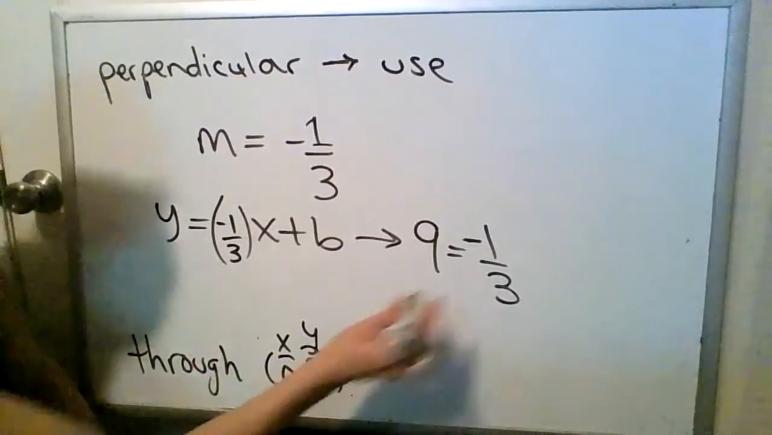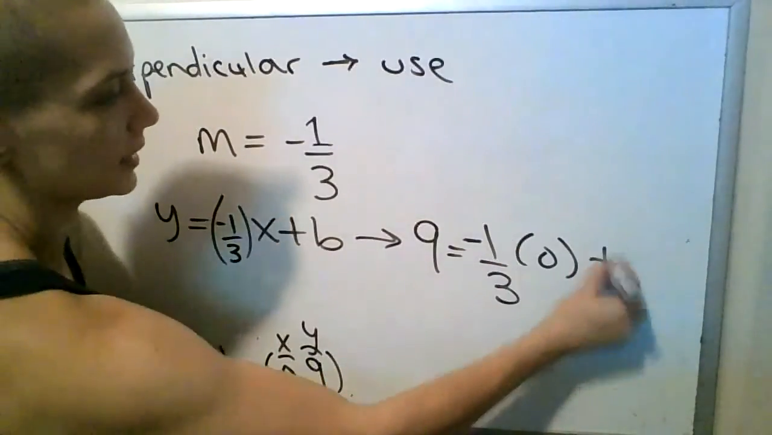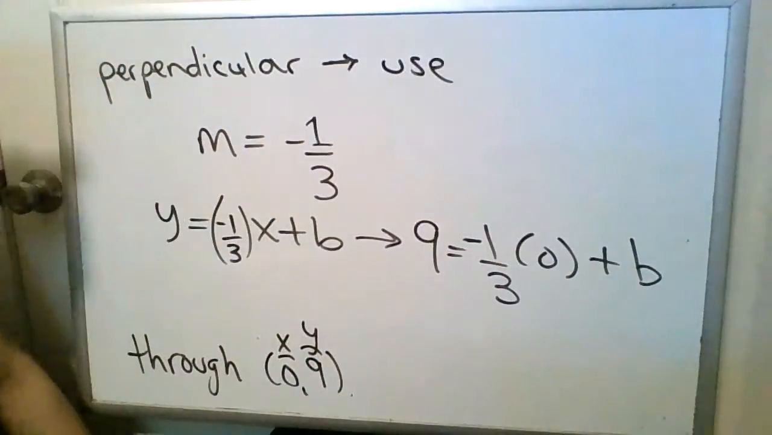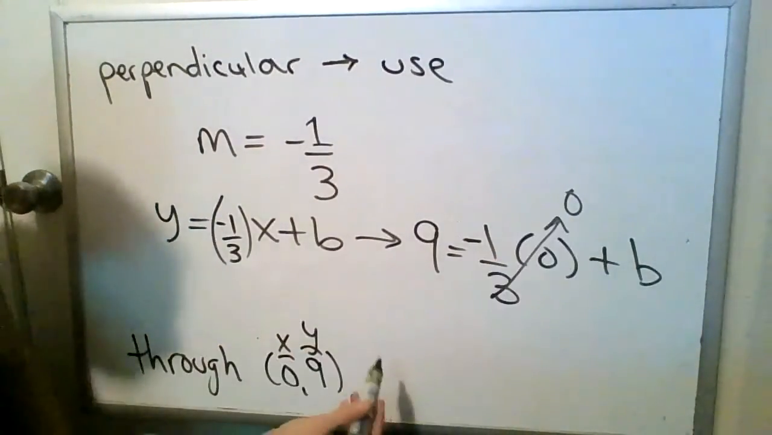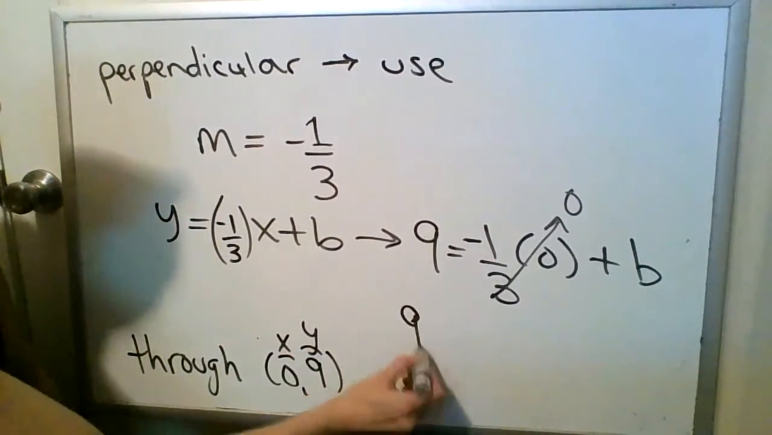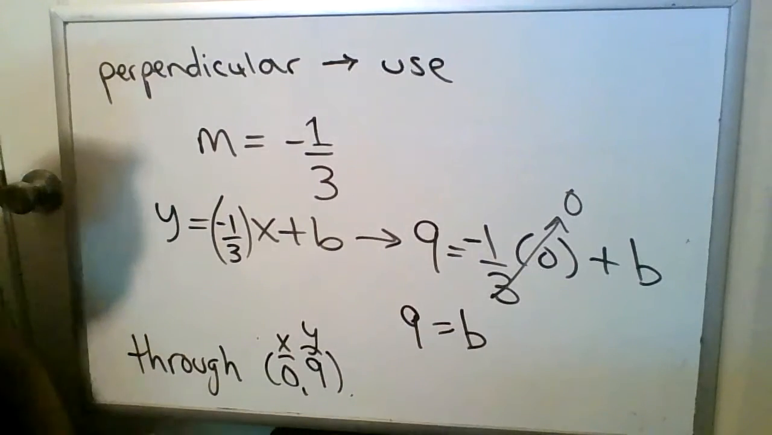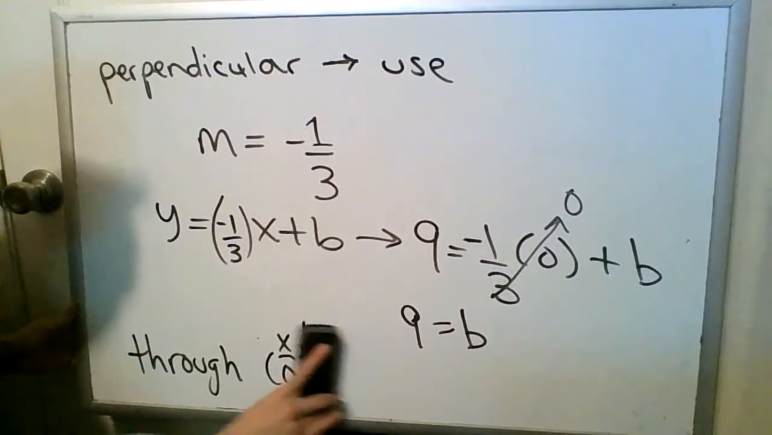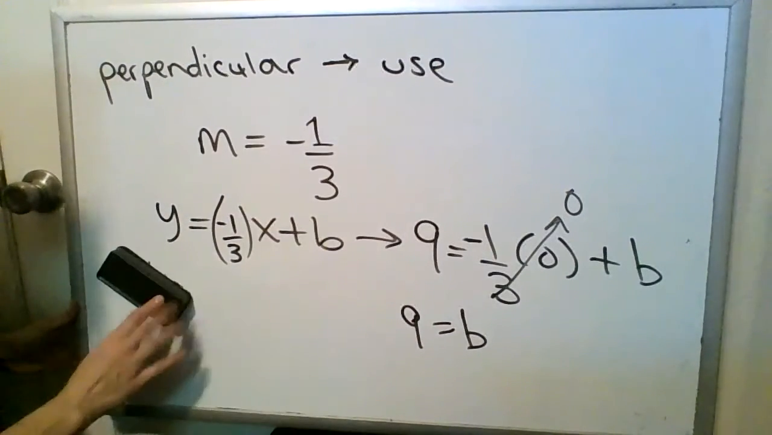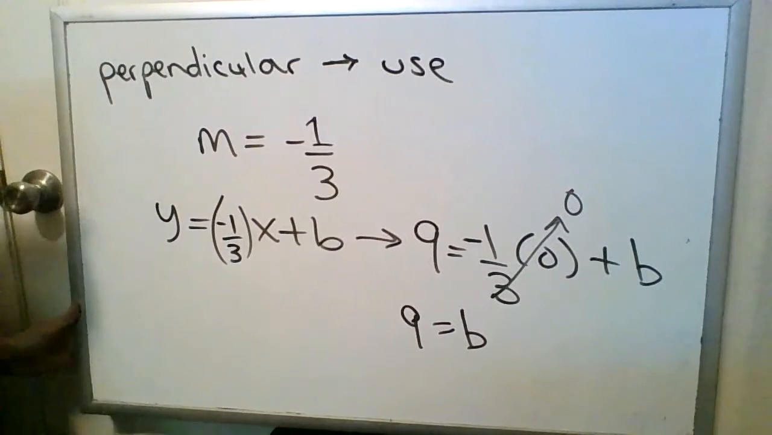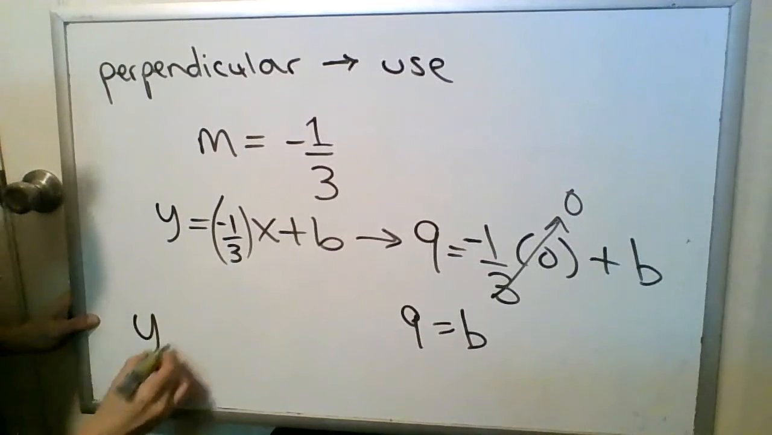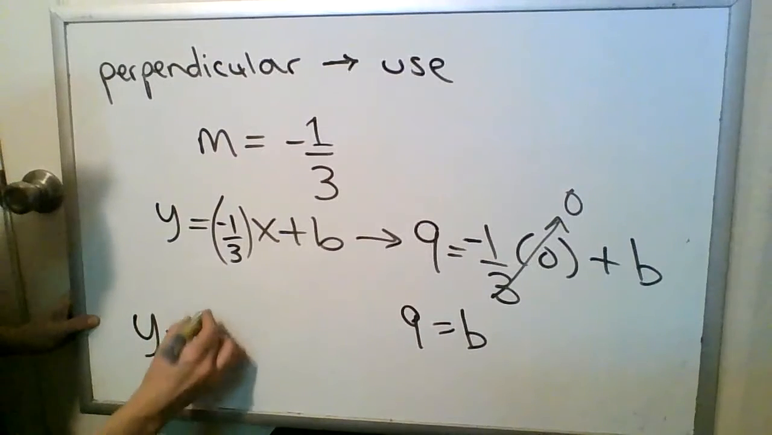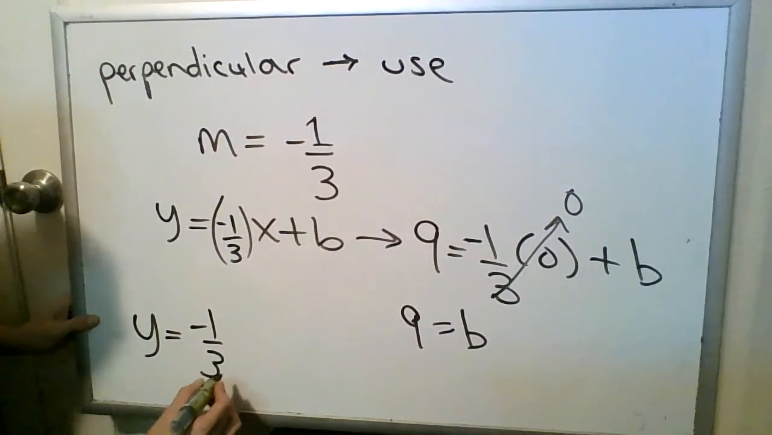Multiplied with 0 plus b. This is 0. And I have 9 equal to b. And the perpendicular line is y equals negative 1/3 x plus 9.